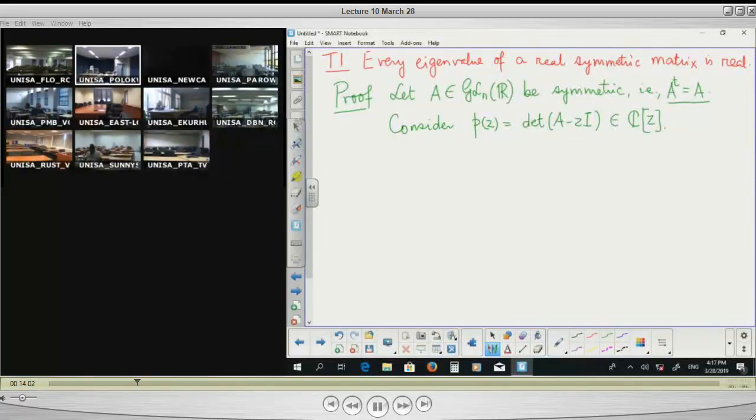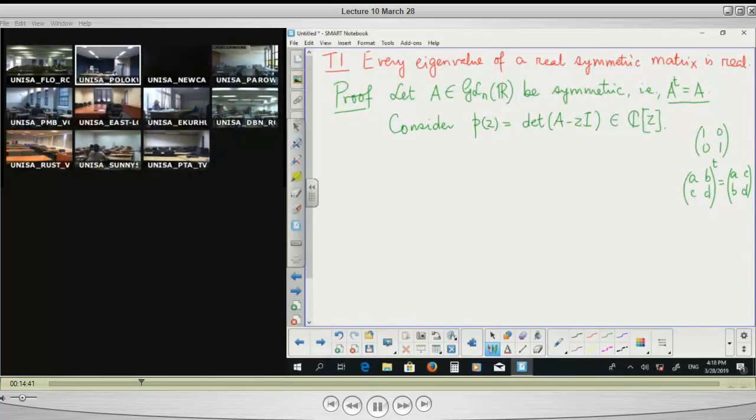So the identity matrix is symmetric. What is A transpose? You just interchange the rows and columns. If you take a matrix like this, its transpose is nothing else: the first column becomes the first row, and the second column becomes the second row. That's it. So symmetric means that if you interchange the rows and columns, it doesn't change.